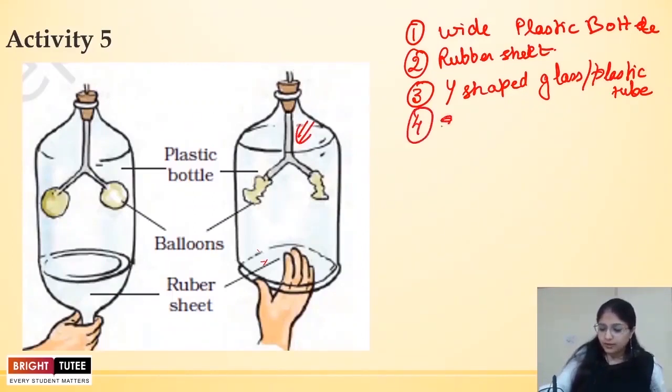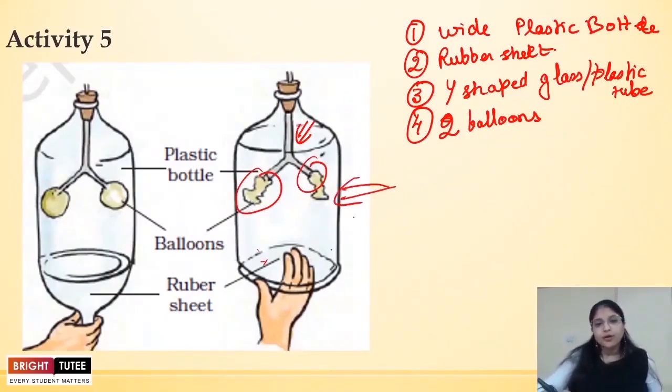Then what else you need is 2 balloons, and you have to fix them like this. In this way you're going to set it up. That means you will put a cork on the opening or the mouth of the bottle, and through that cork you're going to put this Y-shaped tube. Then you will remove the bottom of this plastic bottle, and then you put a rubber sheet over there.